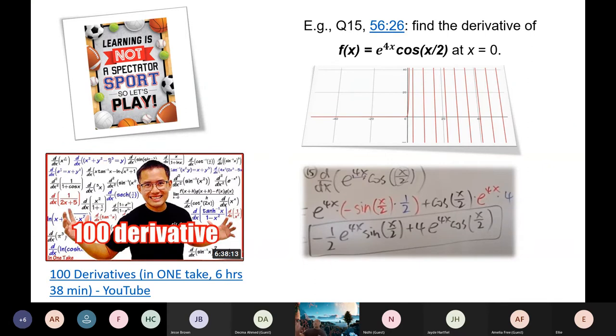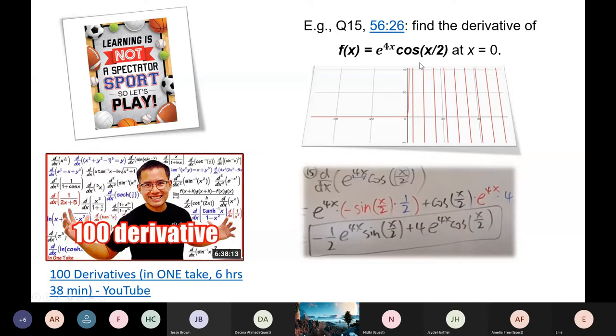We use the product rule first. So the derivative will be f times g prime plus f prime times g, right? So if I say this first little component is e to the power of 4x, and the second one is cosine of x over 2. So we keep the first component unchanged, write down e to the power of 4x times the derivative of the second component, cosine x over 2.